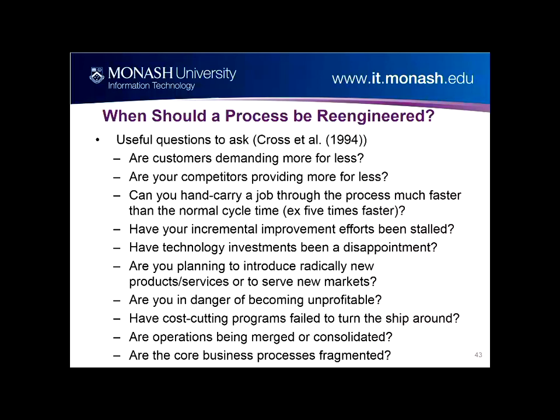And you look at whether you can carry a job through the process much faster than a normal cycle time. Example, 5 times faster. If you can do that, then your normal cycle time needs to be modified in the sense that you have to re-engineer your process to reduce the cycle time.